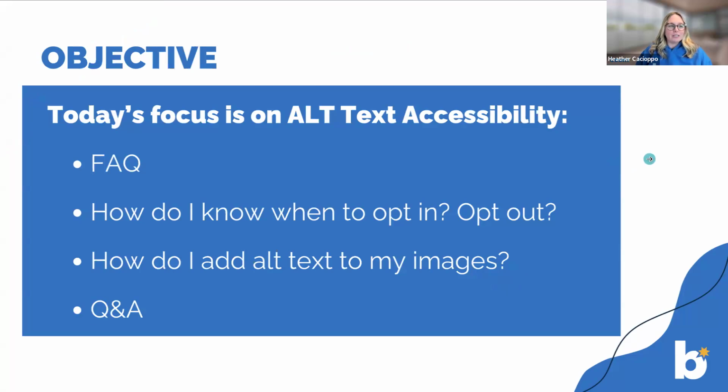All right, so we're going to talk a little bit about some FAQs that I've been getting lately. How do I know when to opt in or opt out? And we're going to go through the actual adding alt text to your images, to your decks. And then we will have a Q&A at the end where we will answer all of those questions.